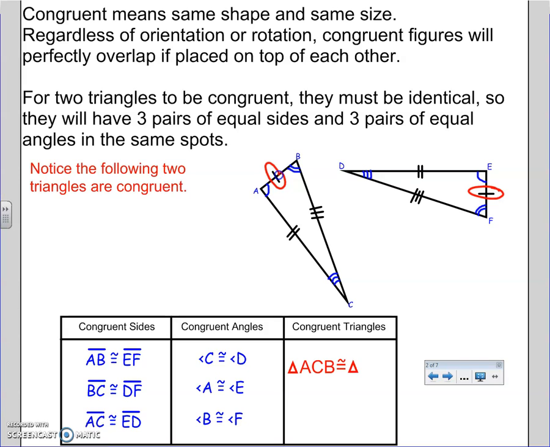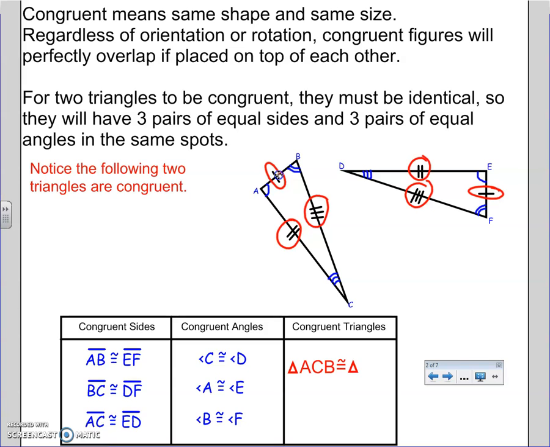BC has 3 marks, DF has 3 marks, the same thing as FD, right? And then AC, this thing right here, has the same 2 marks as ED. So those are the side marks.